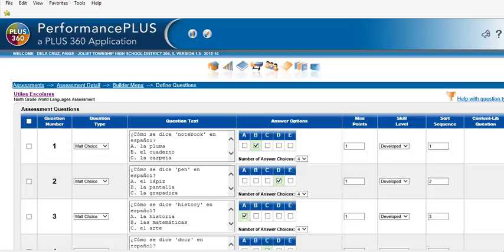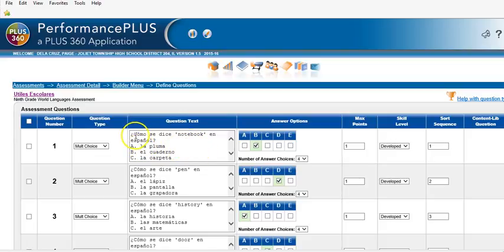The first formative assessment I did in Performance Plus, and this has to do with students' vocab with classroom supplies. This is important for the students to know throughout the year, as my goal in teaching Spanish is to speak primarily around 70 to 80% in the target language. So students do need to know these supplies very, very well throughout the year.